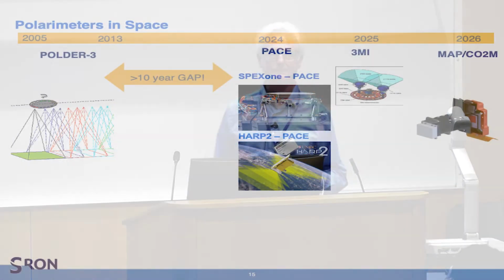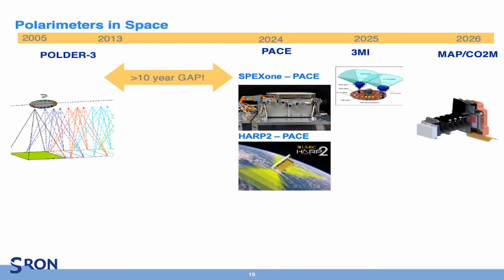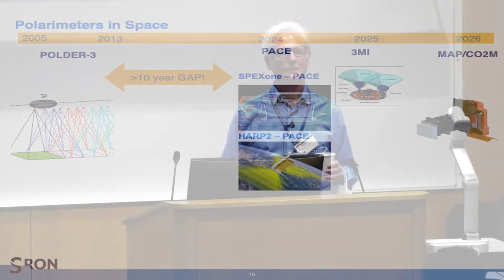So POLDER 3 kicked off around 2005, and that was on the PARASOL satellite and was in the A-Train. So there's a really nice record from that instrument going through 2013, where you have CALIOP, MODIS Aqua, PARASOL, all these different instruments. That's been a great source of information for developing new algorithms and looking at what you can do in combining instruments like POLDER with CALIOP.